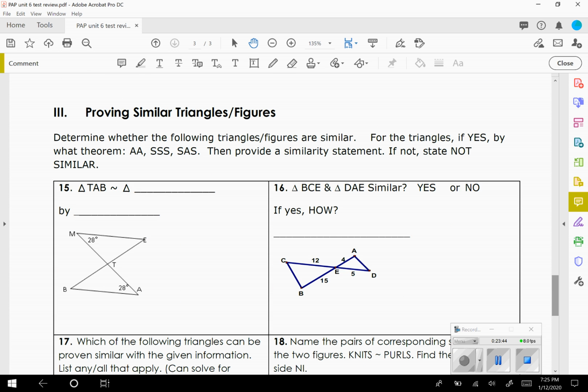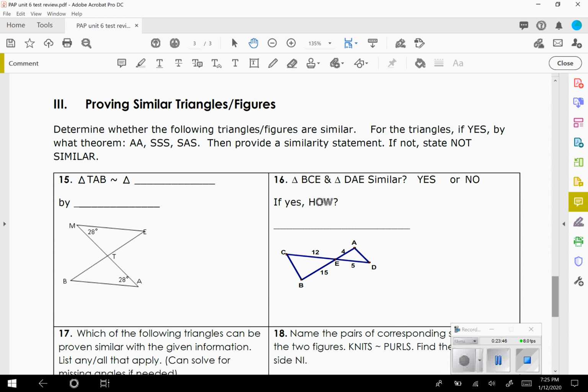Okay, next is our last section here. Almost there. It says proving similar triangles, or proving figures similar. Determine whether the following triangles are similar. If yes, by what theorem? And then provide a similarity statement. If they're not similar, then you state not similar.